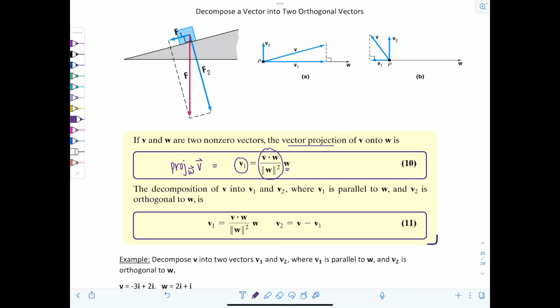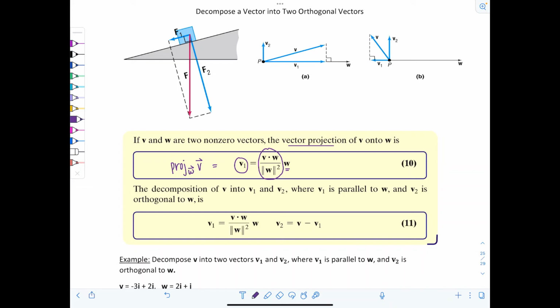Where this formula comes from, you can read about on your own, or if you end up studying multivariable calculus, you'll see more detail, or in your physics classes. Now, the decomposition of V into V1 and V2, where V1 is parallel to W and V2 is orthogonal to W, is given as follows.